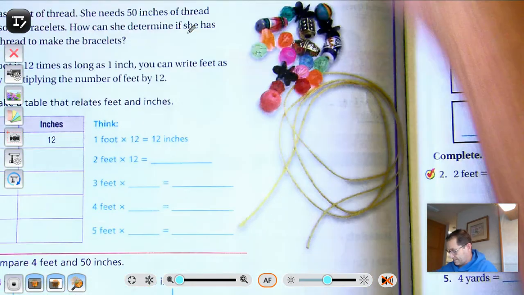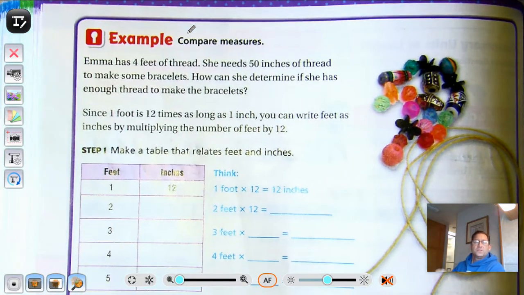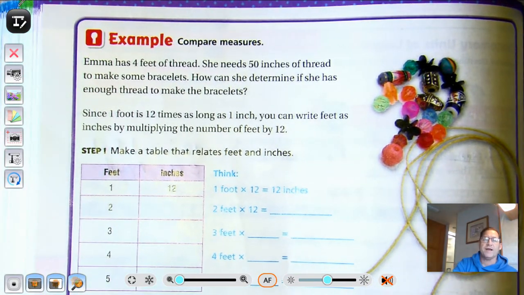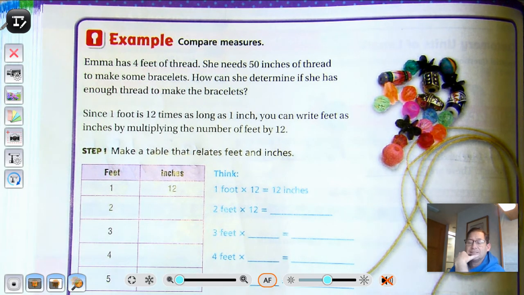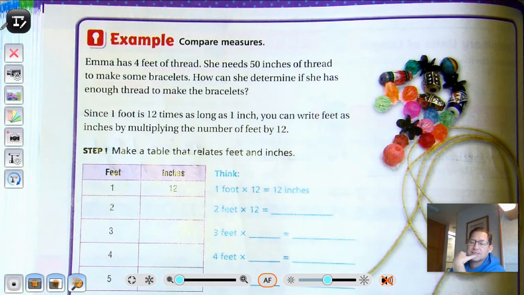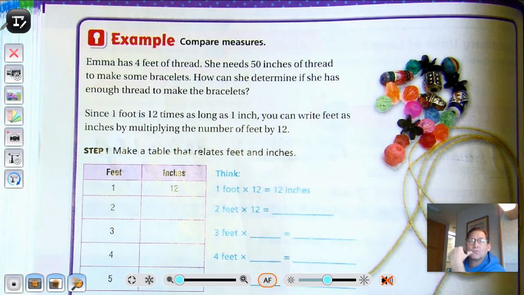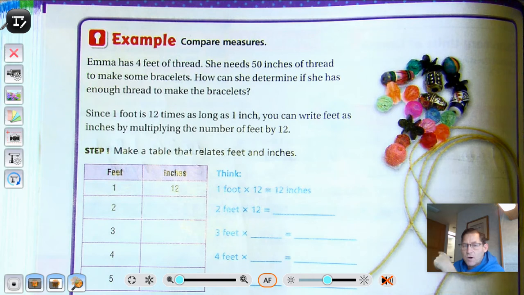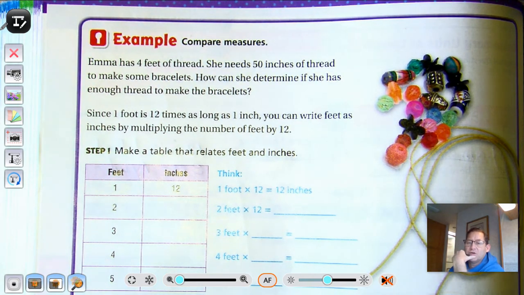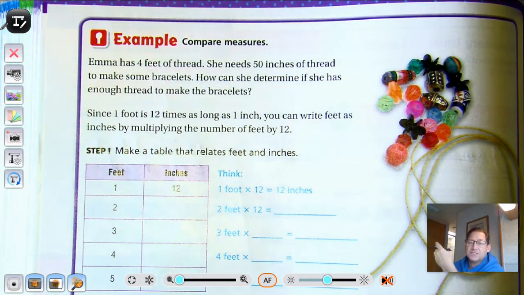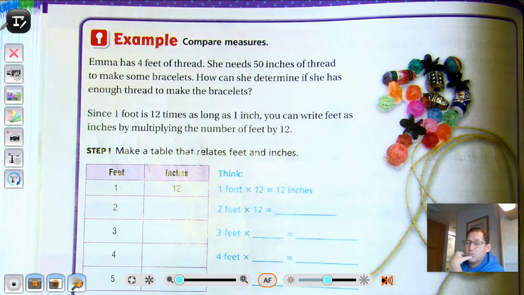So let's look at some examples in this compare measures. So Emma has 4 feet of thread. She needs 50 inches of thread to make some bracelets. How can she determine if she has enough thread to make the bracelets? Well, since 1 foot is 12 times as long as 1 inch, you can write feet as inches by multiplying the number of feet by 12.